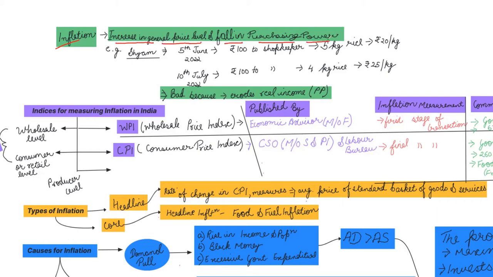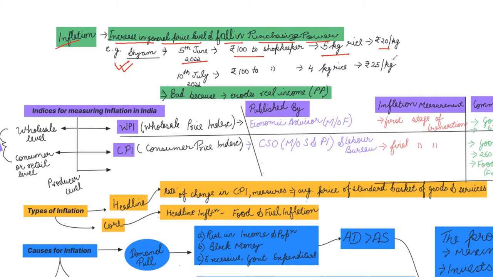To understand this concept in a better way, I've given you an example here, that of a boy called Sham. So what happened was, on 5th June 2022, Sham's mother asked him to go to the shopkeeper and get rice. For that, she gave him 100 rupees. So Sham went to the shopkeeper, gave him that 100 rupees, and in return Sham got 5 kg of rice. So what you can derive from this situation is that the cost of rice per kg was 20 rupees.